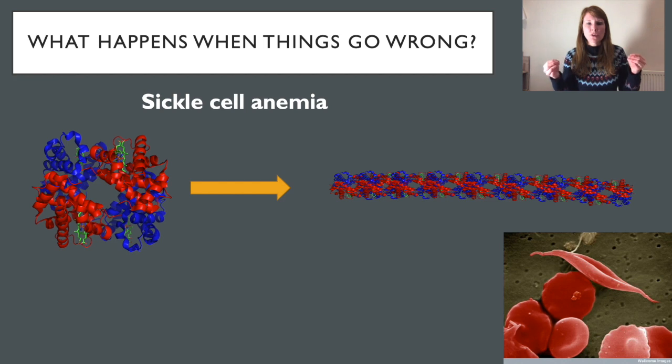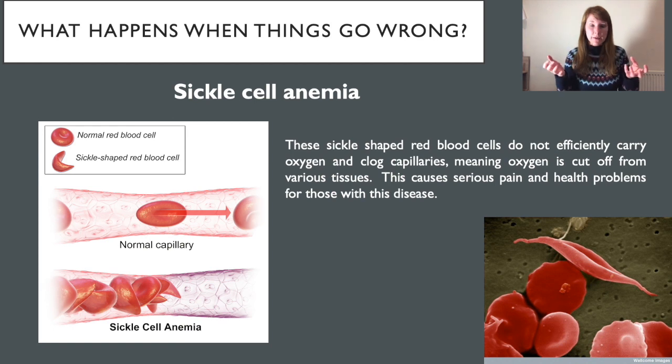Now, valine and glutamic acid have quite different properties, and this therefore means that instead of the hemoglobin being able to form its globular structures, it actually now forms long rigid rods, and this obviously therefore has very, very different properties. And in sickle cell anemia, this causes sickle-shaped cells to form, which are characteristic of this disease.